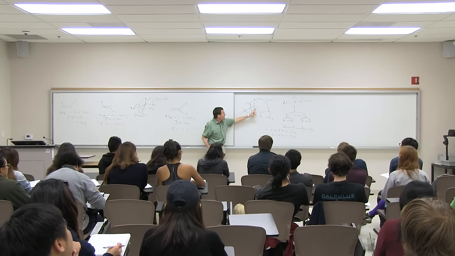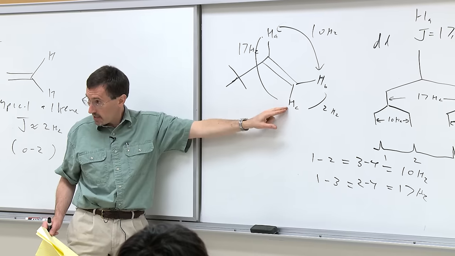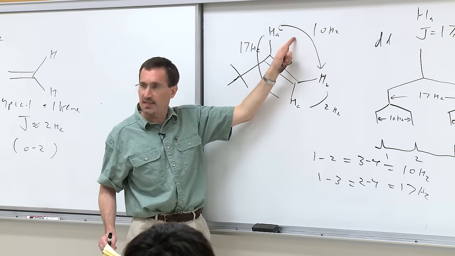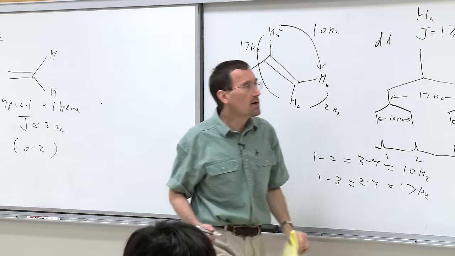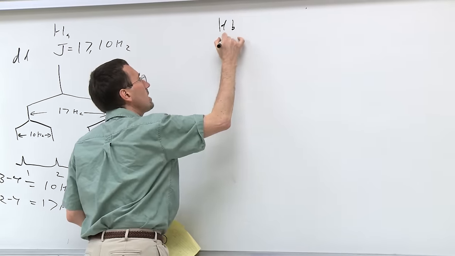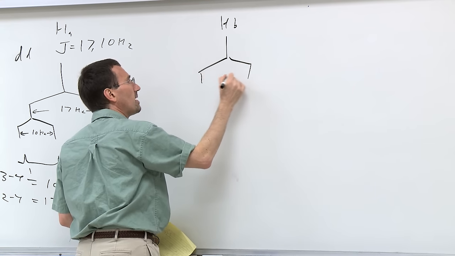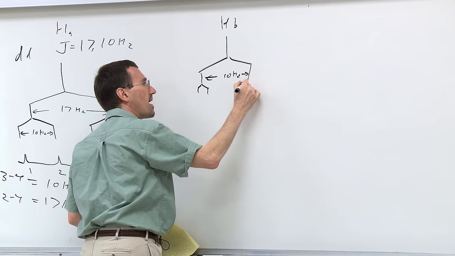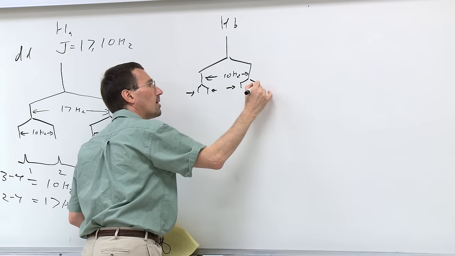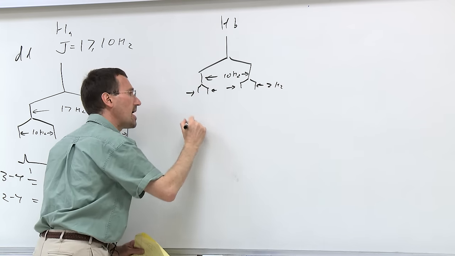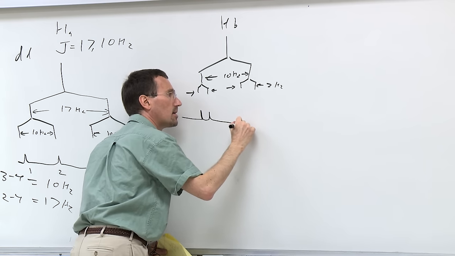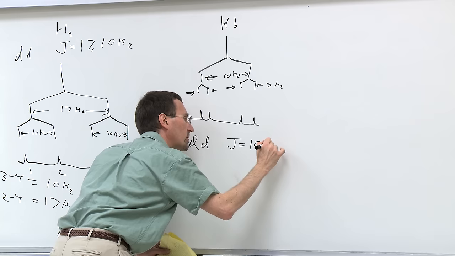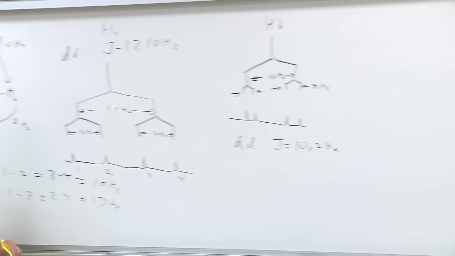Coupling is mutual. So if HA splits HC, HC splits HA, and vice versa. And if HB splits HA, HA splits HB. So if we wanted to look at HB, we would expect HB to be split with a 10 hertz coupling, and then our geminal, we'd expect it to be about 2 hertz. So our HB, again, would have a pattern of 4 lines. But now our pattern would be a DD, J is equal to 10 and 2 hertz.